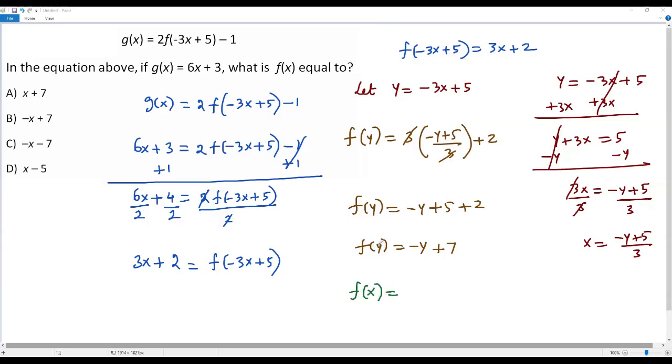When I plug in x in place of y, on the right side also, wherever I find y, I have to plug in x. So when I plug in x for this y, I'm getting negative x plus 7. Now I got what f of x is equal to, that is negative x plus 7. I find negative x plus 7 in answer choice B. The correct answer choice for this question is B.